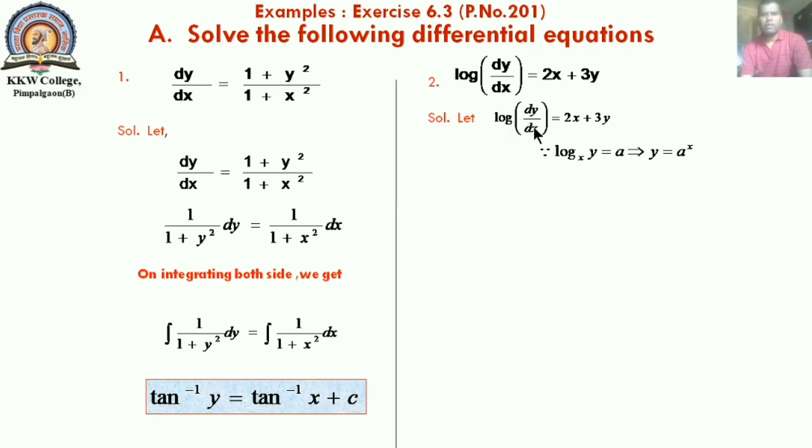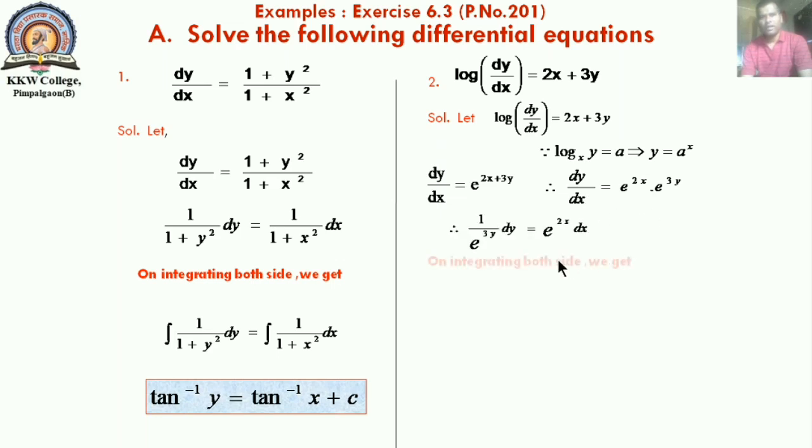Therefore, log of dy by dx is equal to 2x plus 3y can be written as dy by dx is equal to e raised to 2x plus 3y. Then by laws of indices, e raised to 2x plus 3y can be written as e raised to 2x into e raised to 3y. On reshuffling the term of y along with dy on one side and the term of x along with dx on the other side, you will get the variables easily separated. Integrating on both sides, we will get 1 upon e raised to 3y dy, which can be written as integration of e raised to minus 3y dy, equal to integration of e raised to 2x dx.